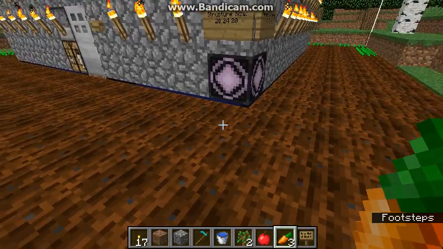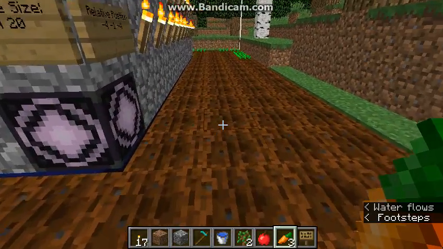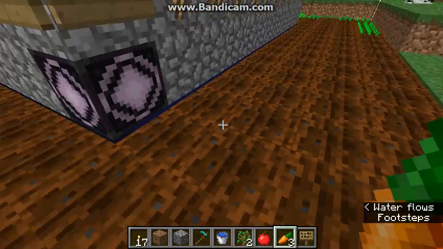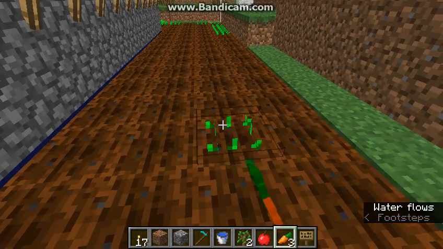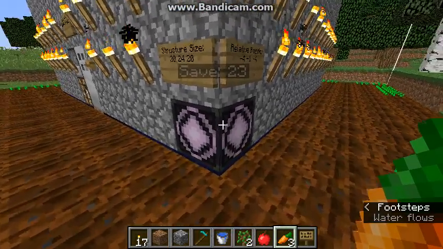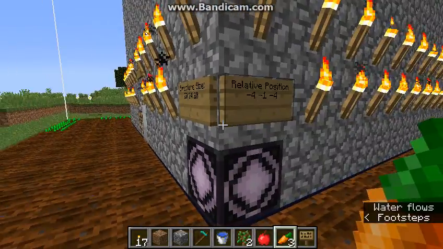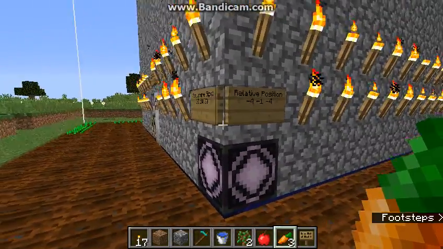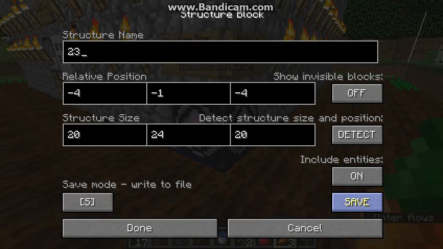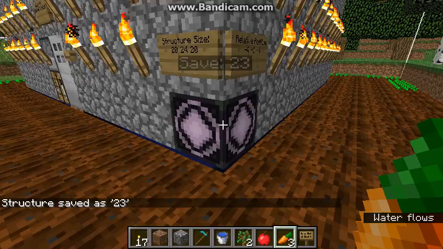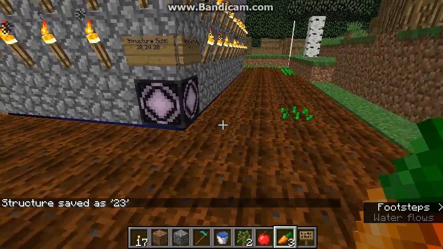Here's what you gotta understand. And I'm going to show you an example. Let's say that I plant a carrot here. And what the structure size and the relative position, these two signs here, show what that is. And see, the structure is saved, and I include entities. That means it also saves the villagers, any villagers that happen to be here. So if I save it, the whole structure is saved to a file.